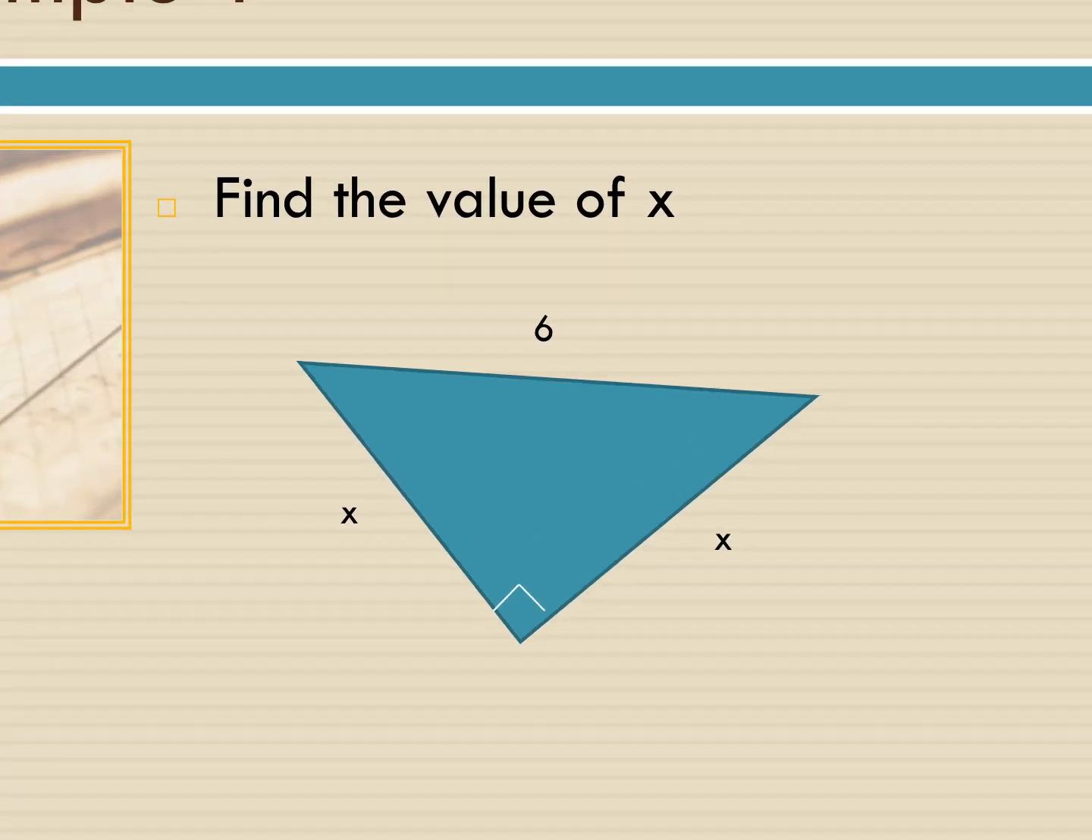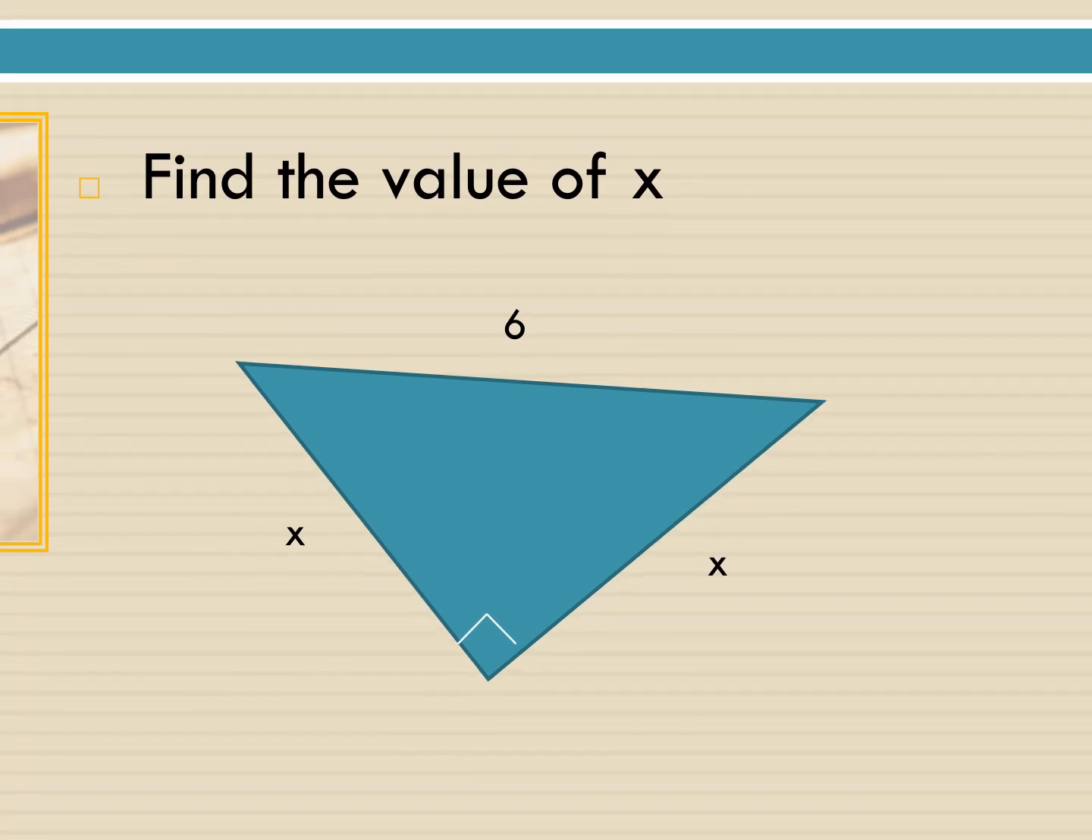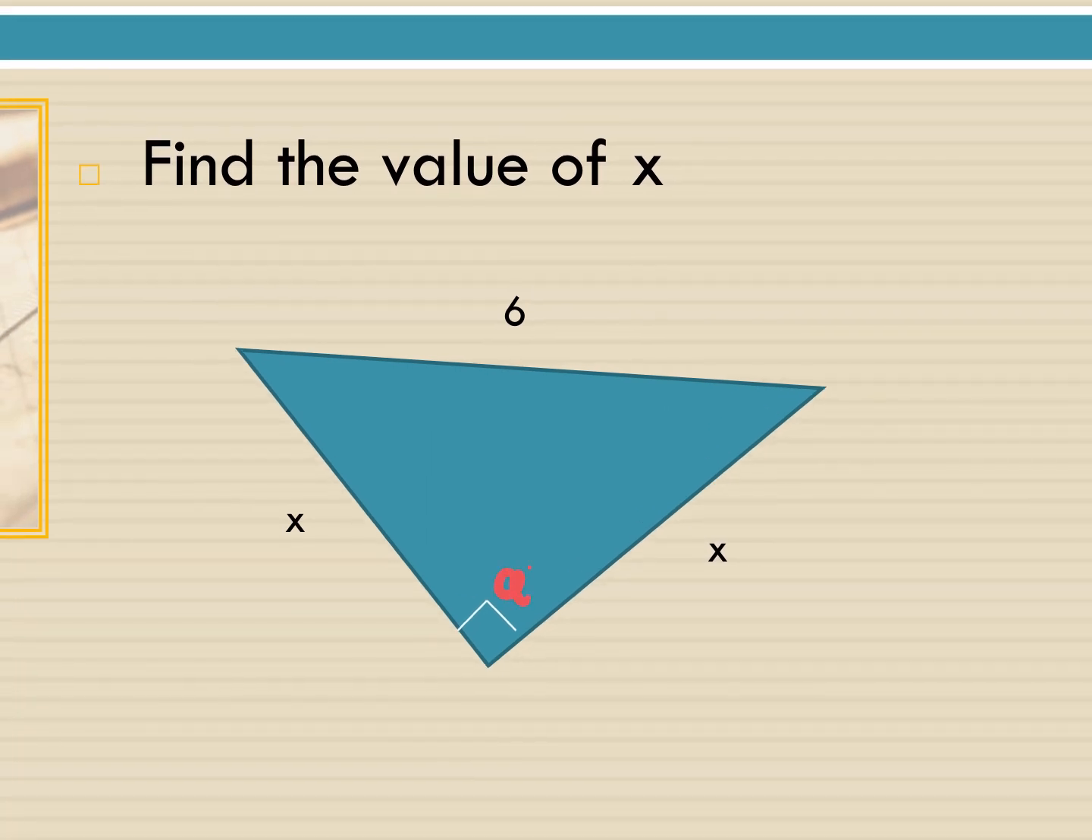So let's take a look at an example. We have: find the value of x. Well, first, let's identify what kind of triangle we are looking at. It's a right triangle. Very good, because this angle is 90 degrees. Let's fill that in there. We know that this is 90. Good, Ava. What else do we know about this triangle? Ooh, who said isosceles? Who said isosceles?